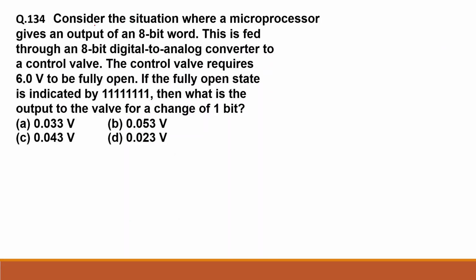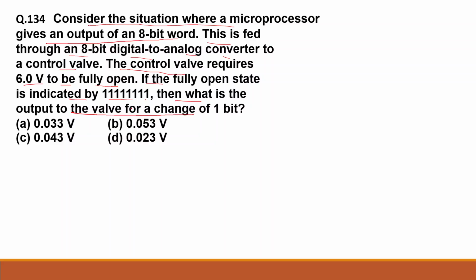Consider question number 134. Consider the situation where a microprocessor gives an output of an 8-bit word. This is fed through an 8-bit digital to analog converter to a control valve. The control valve requires 6.0 volt to be fully opened. If the fully open state is indicated by 11111111, then what is the output of the valve for a change of 1 bit?